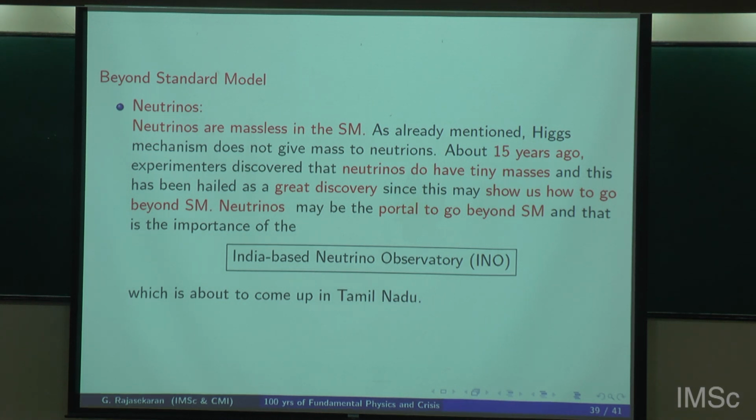First is neutrinos. Neutrinos are massless in the standard model. As I already mentioned, the Higgs mechanism does not give mass to the neutrinos. However, about 20 years ago, experimenters discovered that neutrinos do have masses, although they are very tiny. And this has been hailed as a great discovery, since this may show us how we can go beyond the standard model. Neutrinos may be the door or window to go beyond the standard model, and that is the importance of the INO, India-based Neutrino Observatory, about which I will talk on Monday.